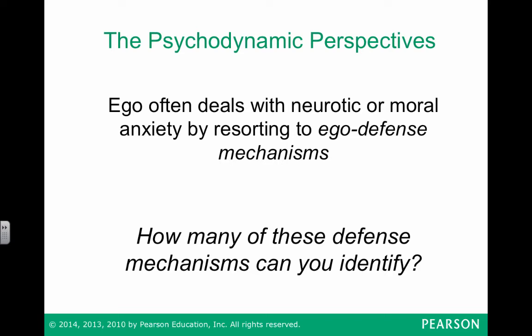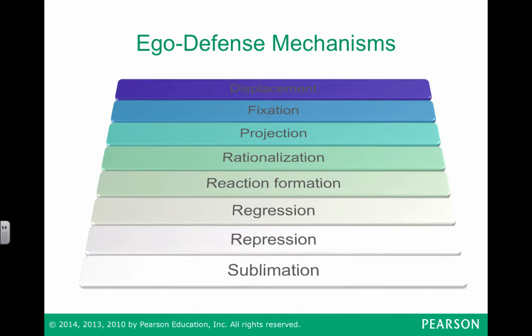Now, I asked you in your form question to talk about some ego defense mechanisms, and then I also want you to be able to identify them on the exam. If I give you a scenario of a person and how they're acting, I want you to be able to recognize their actions as an ego defense mechanism, either sublimation, repression, regression, reaction formation, rationalization, projection, fixation, or displacement.